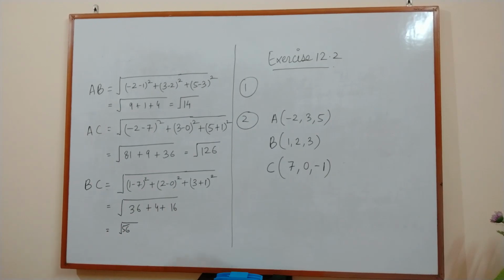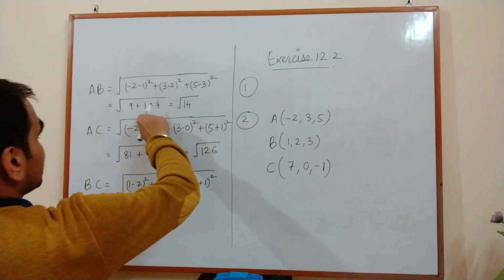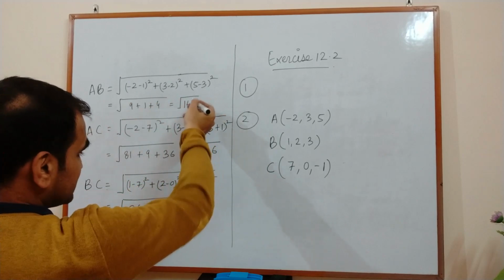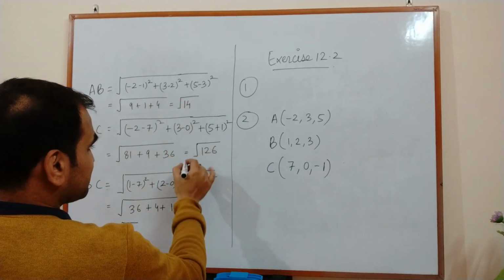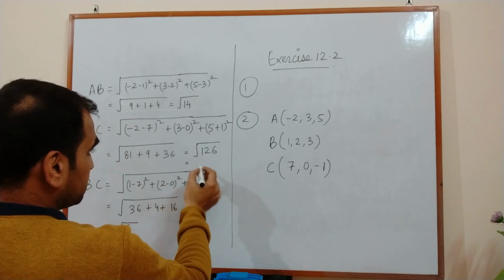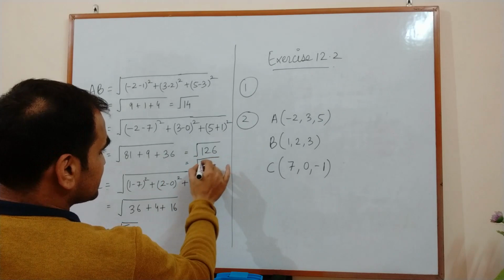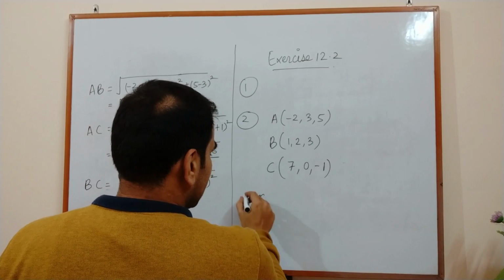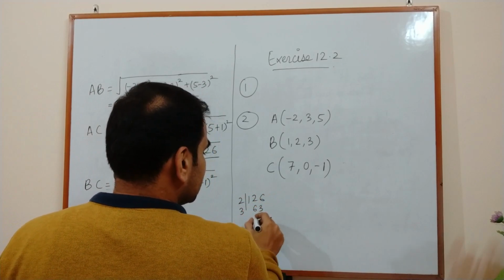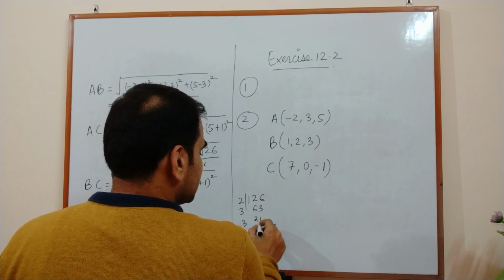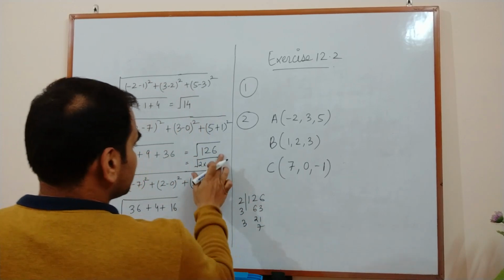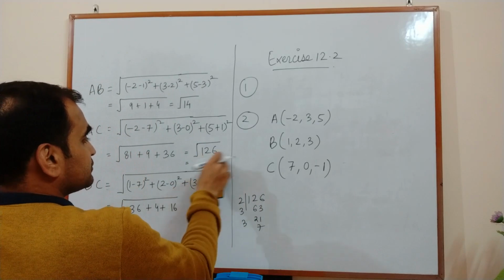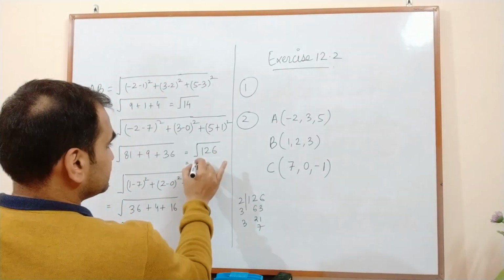So now we can write these in the simplest form. Let me check the AB distance again. This is -2 minus 1, 3 minus 2 and 5 minus 3. Fine. So this is 4, 1 and 4, giving 9 plus 1 plus 4, so root 14. It is already in the simplest form. Root 126, if you factorize 126, can be written as 9 times 14, so this is 3 under root of 14. So basically this can be written as 3 root 14.